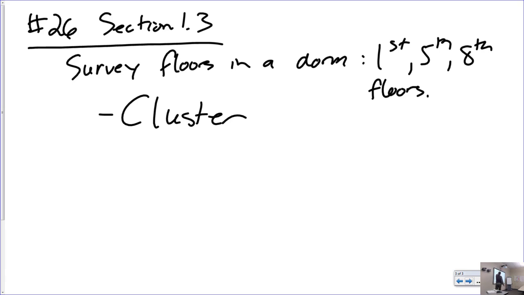And do you think that's a good way of sampling the dorm room or the dorm facility? Ask everybody on the first, fifth, and eighth floors?